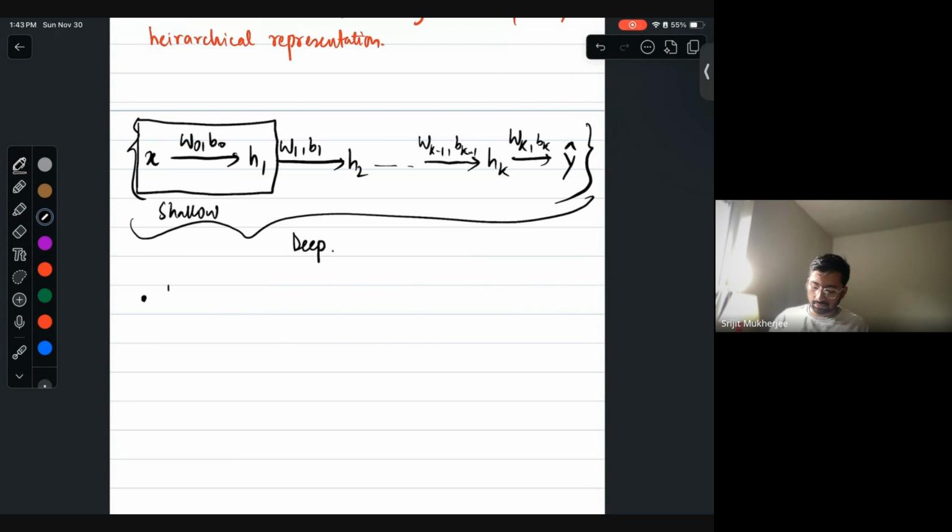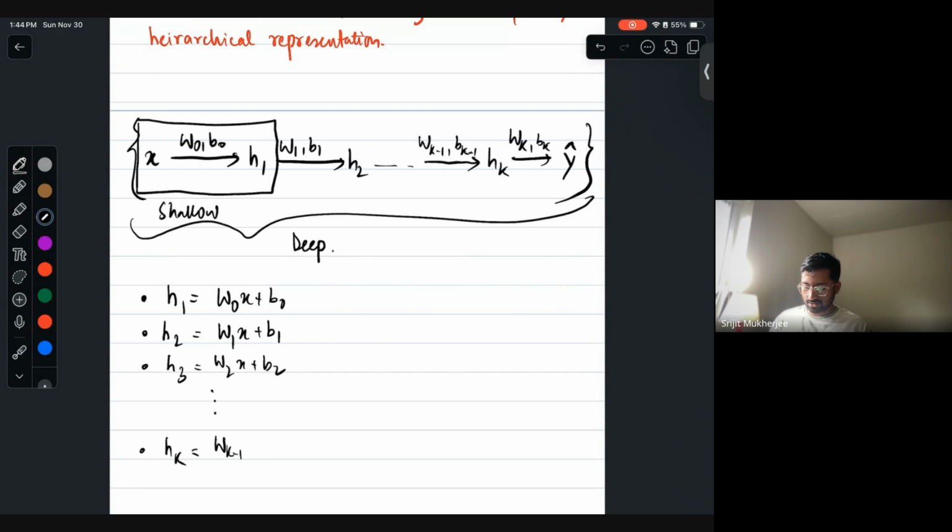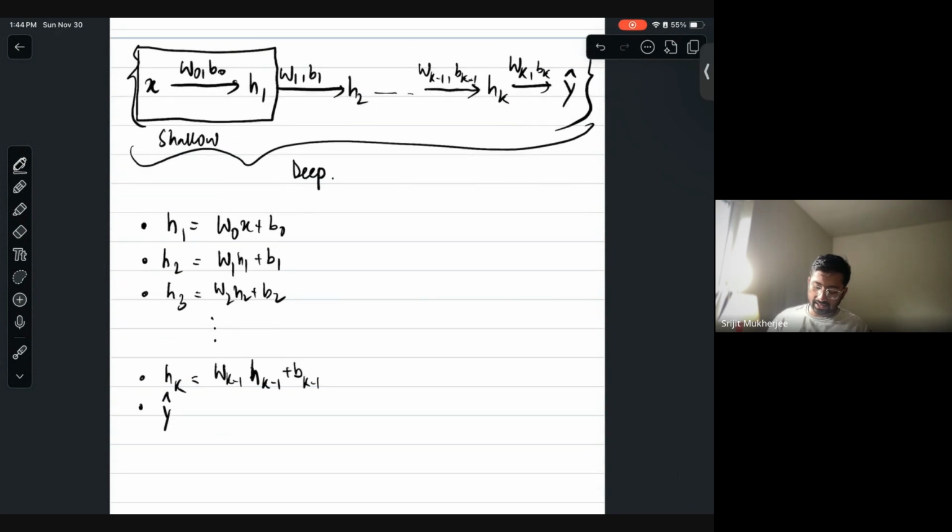So the mathematics is simple. H1 is W naught x plus B naught. This is a matrix multiplication. H2 is W1 h1 plus B1. H3 is W2 h2 plus B2, dot dot dot. Hk is Wk minus 1, oh, I'm so sorry. This will be Hk equals Wk minus 1 h(k minus 1) plus Bk minus 1. And finally, y hat, the approximation, is Wk hk plus bk.